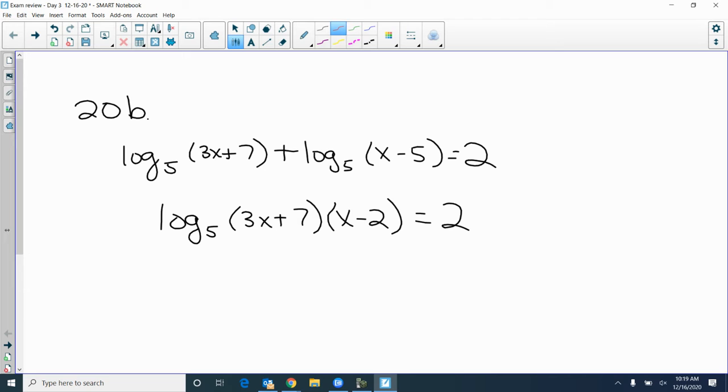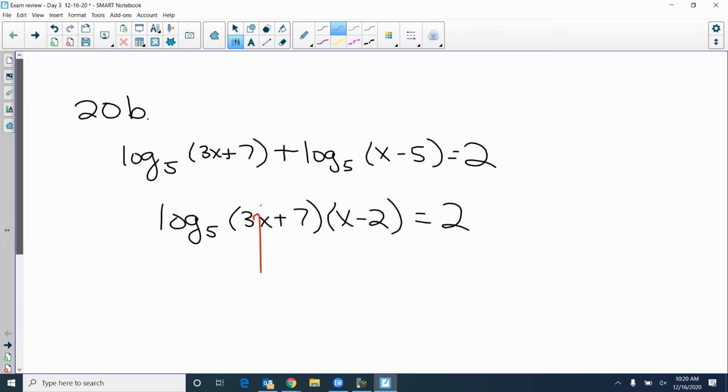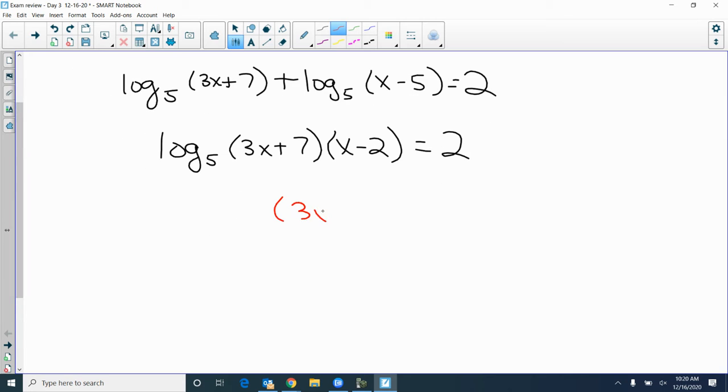Now I had too many people do this. They just don't write this down. They just said 3x plus 7 times x minus 2 equals 2. They just wiped that log base 5 away. Can't do that. That's wrong. What do you have to do? Okay, from that original one.